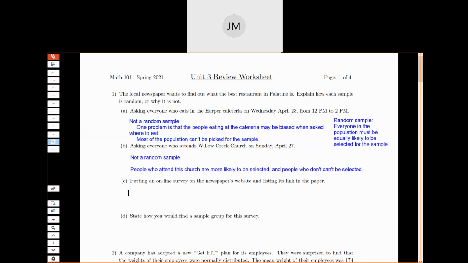So let's look at the next one. Putting an online survey in a newspaper's website and listing its link in the paper. Okay, so here if a newspaper wants to find out what the best restaurant is, this seems like a way that a lot of newspapers would try, okay? And here you're at least getting broader access to the population. So I would say that this is a better sample than the other two.